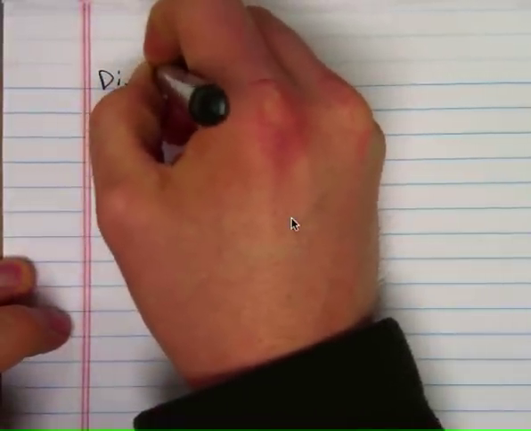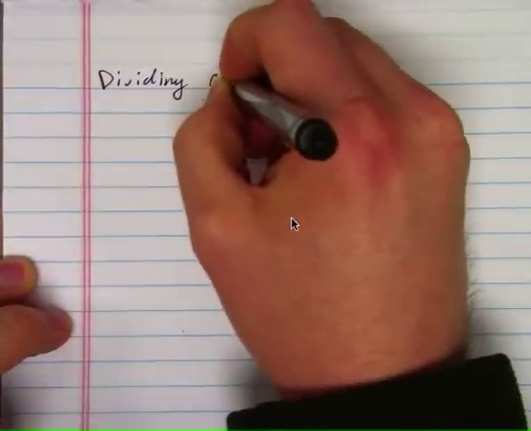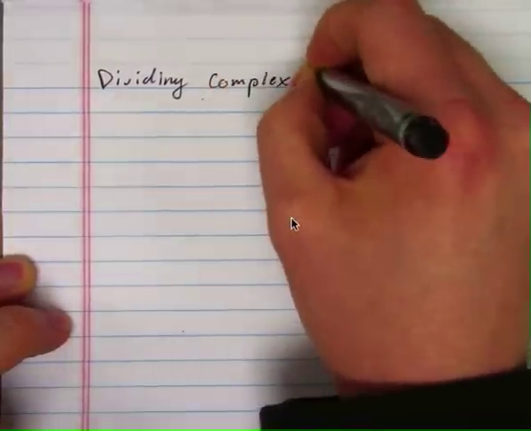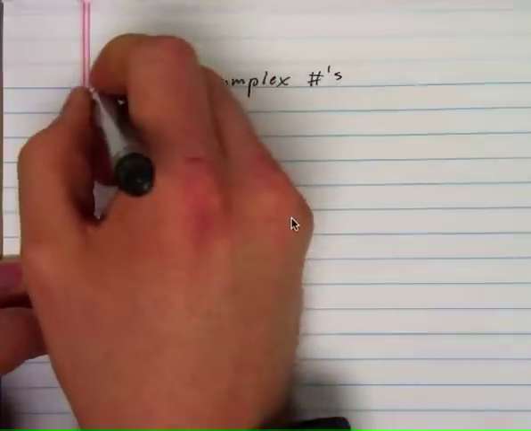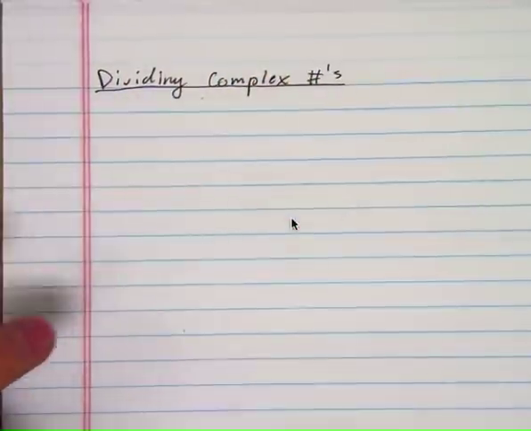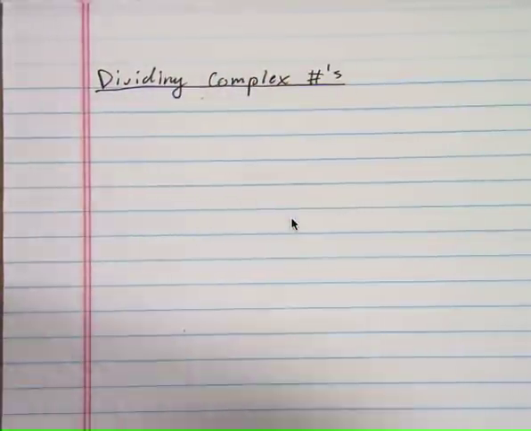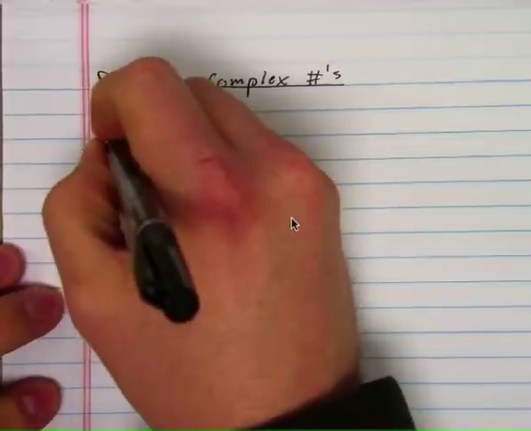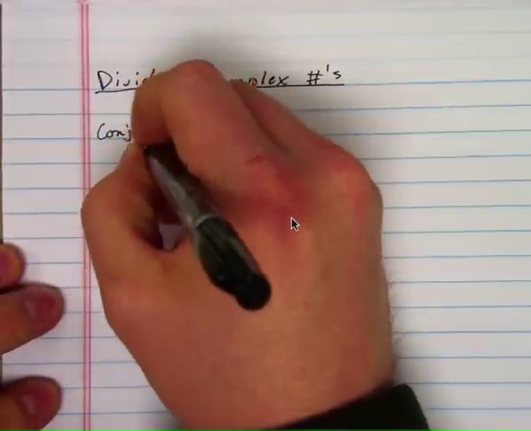Okay guys, we are going to be working on dividing complex numbers. This is a little more complicated, but it really isn't that bad. If you can multiply, you can divide. One thing we need to talk about is a conjugate.